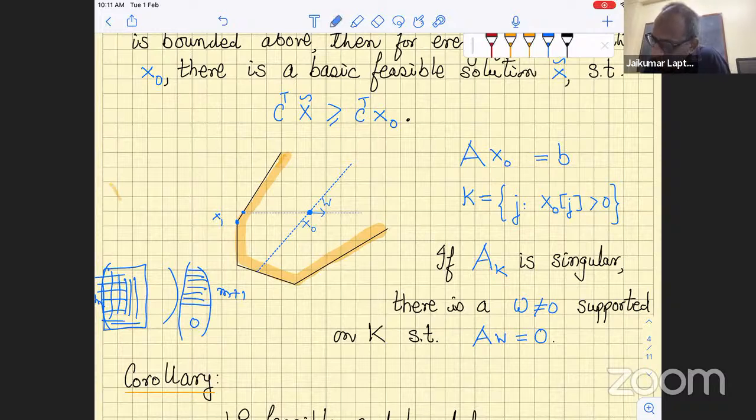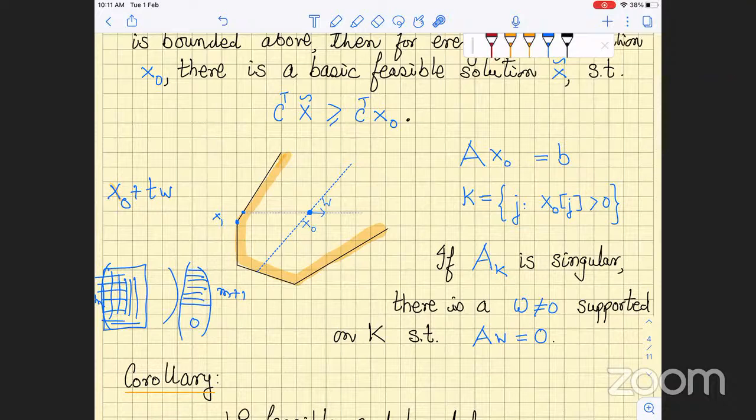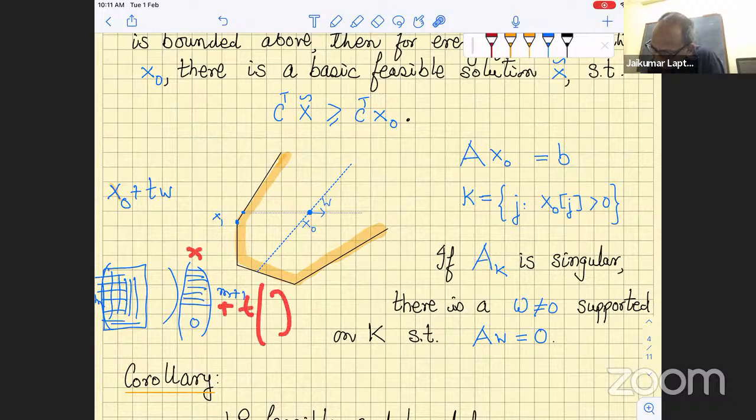Consider solutions of the form x0 plus t times W, where imagine t is being changed from 0 slowly to some large positive number and slowly to some large negative number. And when you do that, geometrically what you're doing is you're moving along this line either in this direction or this direction. So you had your initial solution x, and to that you are adding t times W. Now W has non-zeros only in the same coordinates as x. Wherever it has non-zero coordinate values, x also has non-zero.